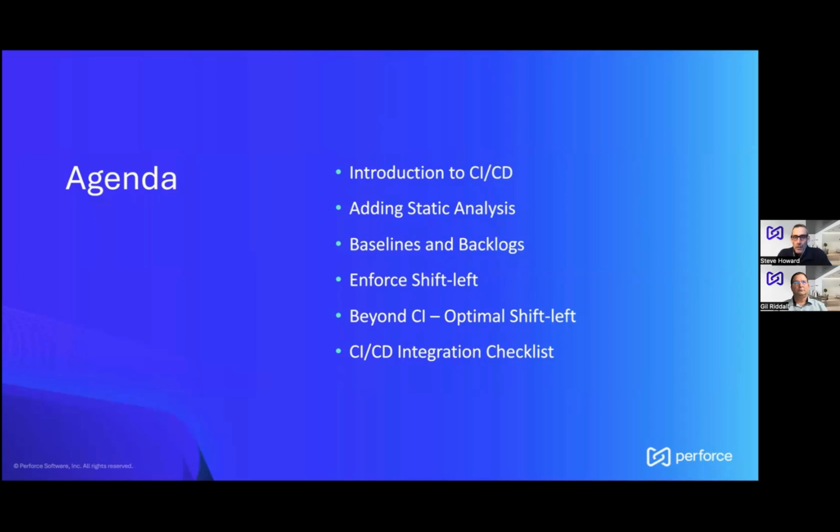More complex topics then follow around how we deal with the initial baselines and backlogs that we may have at the start of the project, how we enforce the shift left, and then potentially how we even go to a further state of optimal left shifting using something beyond CI. And finally, we'll wrap everything up with a little bit of a checklist at the end so we can make sure we've covered all of those aspects off.